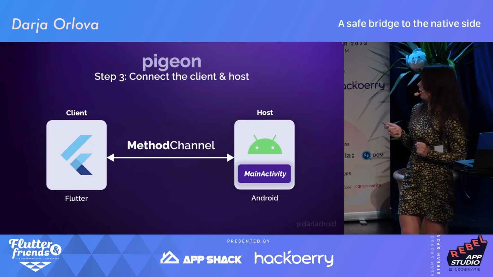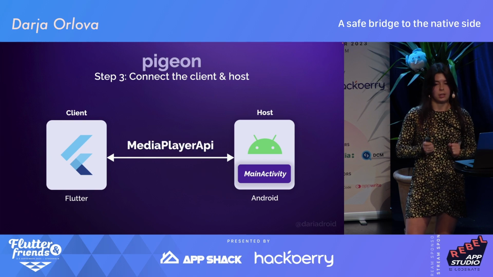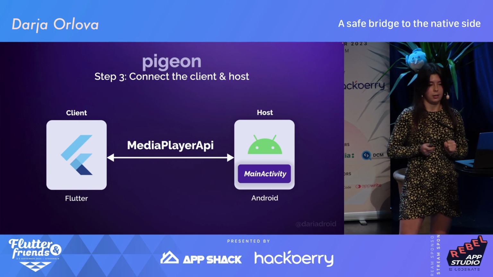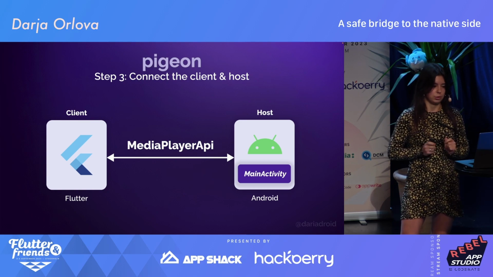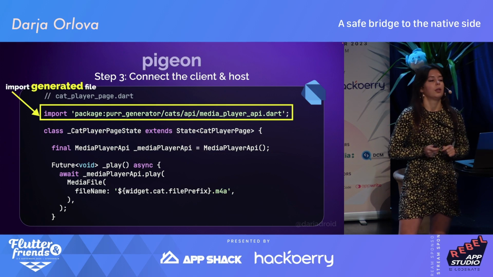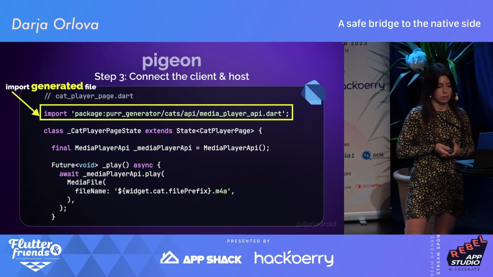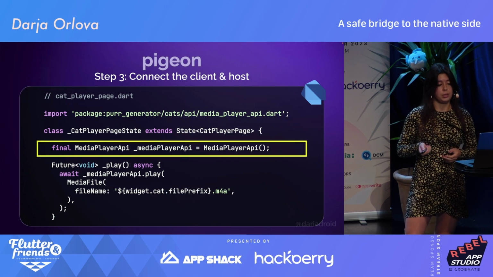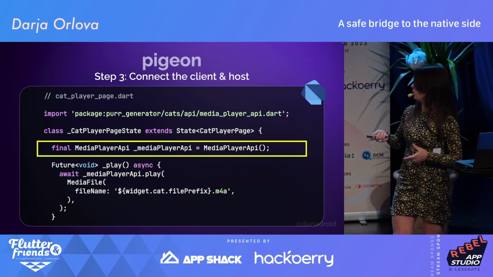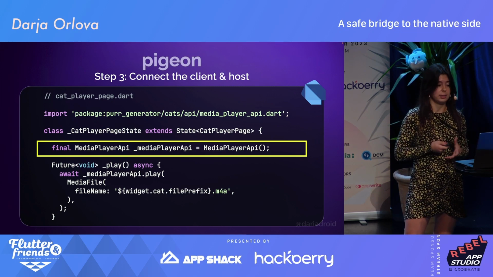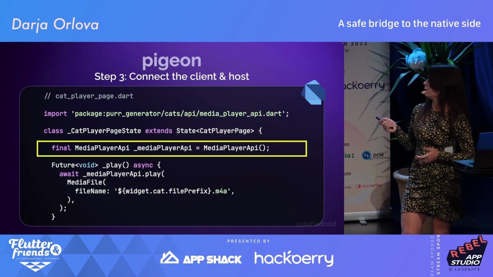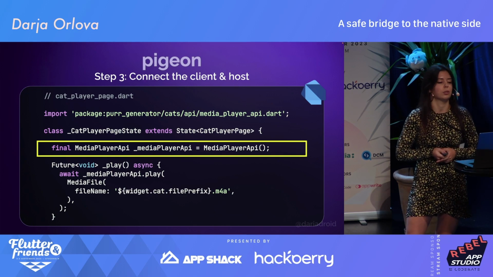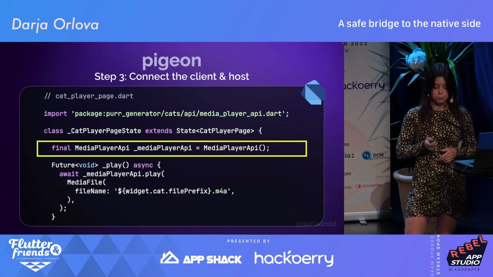Before, we did that with the help of MethodChannels. Now we won't, because we have a Dart class called MediaPlayerApi that was generated for us, and we can use that instead without passing around strings. Let's see how to do that. Step 1, we need to import the generated file into the class that we're going to use it in. Then we need to create an instance of this interface. In our case, it's MediaPlayerApi. For the demo, of course, I'm creating it in place. In the real world, you would inject it, do proper state management, and all of those things. But for the demo, this will do.